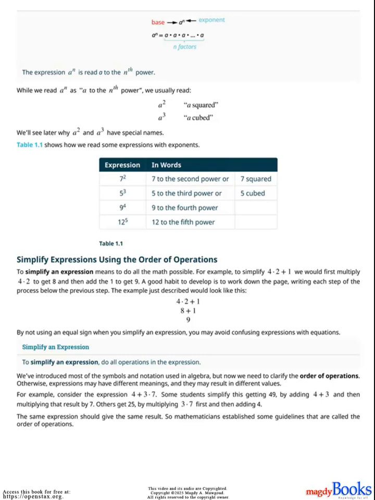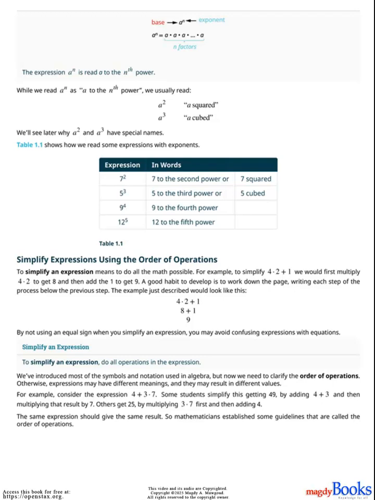Simplify expressions using the order of operations. To simplify an expression means to do all the math possible. For example, to simplify 4 times 2 plus 1, we would first multiply 4 times 2 to get 8 and then add the 1 to get 9. A good habit to develop is to work down the page, writing each step of the process below the previous step. The example just described would look like this.